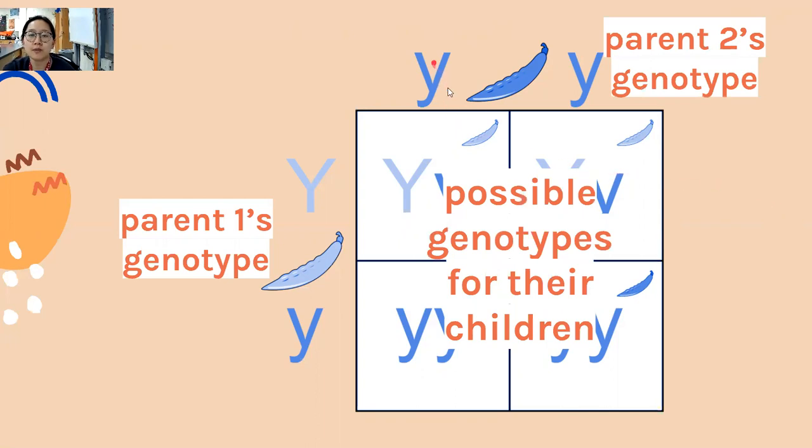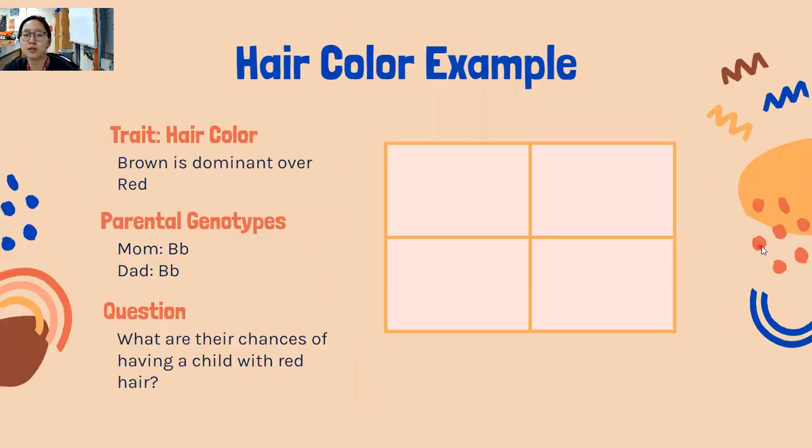And then you'll pull them vertically down, horizontally over, and you're going to get combinations that tell you the possible genotypes for their children. So let's do a hair color example. If the trait for the hair color is that brown is a dominant color over red, and we have the parents being heterozygous and heterozygous, both brown haired because they have a dominant, then what are the chances of their child having red hair? Well, we want to find that out. So let's see. Let's put the moms, put the dads, and then we're going to make each potential offspring's genotypes.